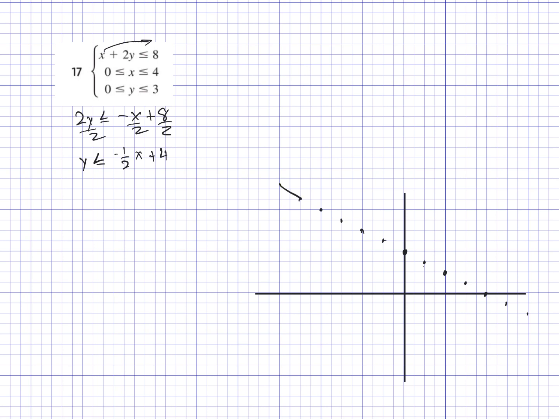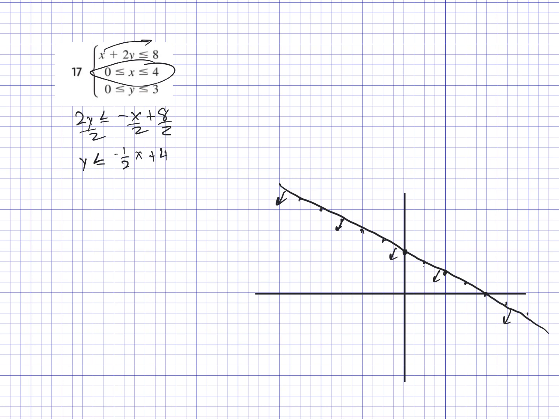And it's a solid line. Okay. And it's less than, so it's shaded below. Actually, this time I'm going to do shading like this. Shaded this direction. It gets really busy when you have a lot of things. Okay. And the next one is x is between 0 and 4, and they're equal signs, so these are vertical lines at 0 and 4.